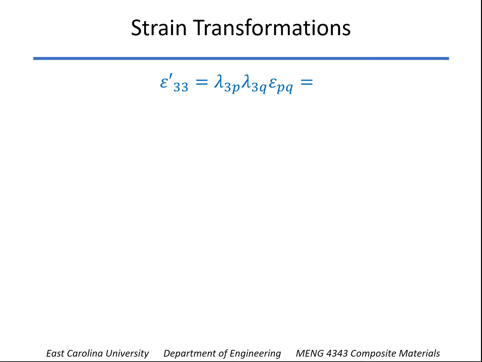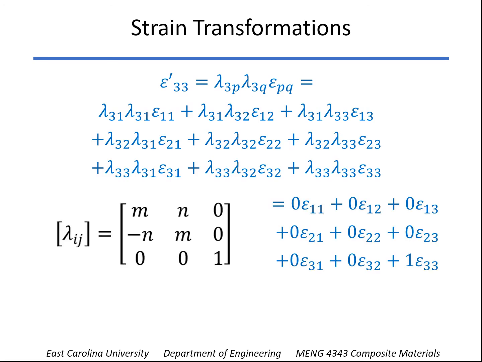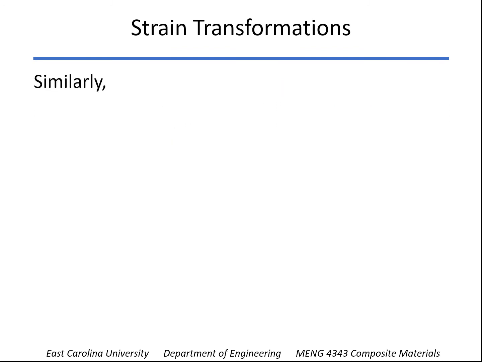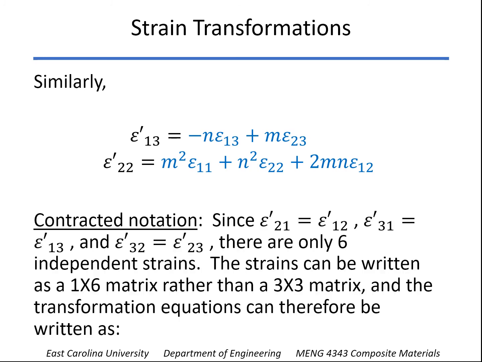Epsilon 3, 3 prime, we're going to end up with a whole lot of zeros and only one non-zero term, and that's lambda 33 times lambda 33, which is just 1 times 1. So that makes sense that epsilon 33 prime would be the same as epsilon 33, since those two directions are the same. And we could go through a couple of similar things here to find epsilon 13 prime. And epsilon 22 prime has a similar form to epsilon 11 prime.